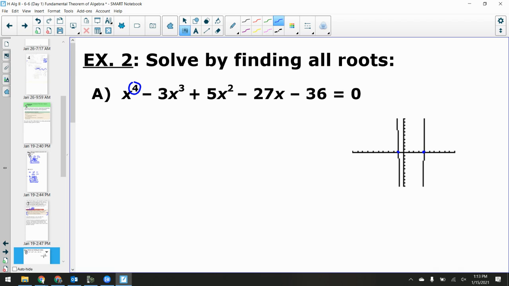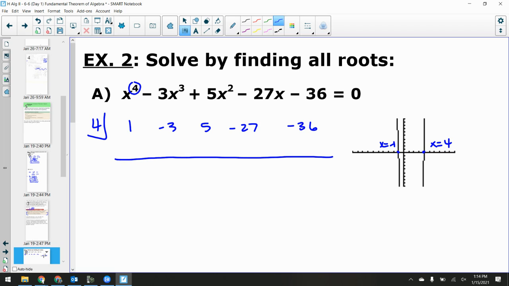Now, this looks like it's x equals -1. This looks like it's x equals 4. Which one do you guys want to do first? 4. Okay, 4. Let's run 4 through synthetic division. 1, -3, 5, -27, -36. Okay, here we go. 1, 4, 1.